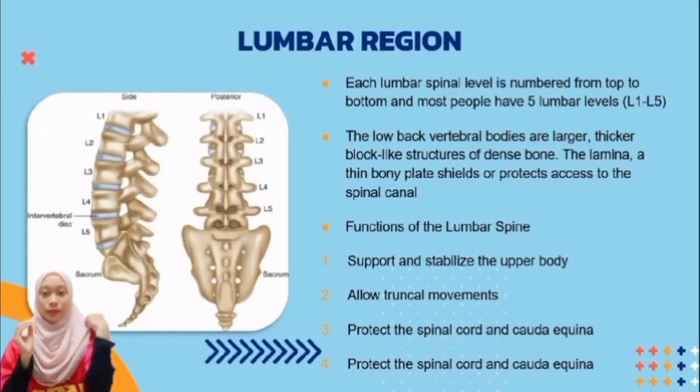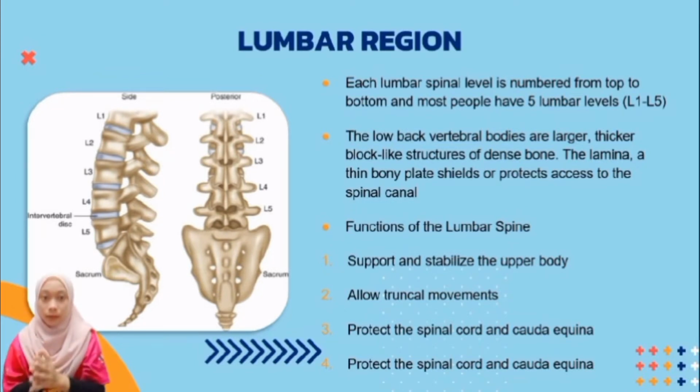Now we proceed to the lumbar region. As we can see in the picture at the side, each lumbar level is numbered from top to bottom, and most people have about 5 lumbar levels, listed from L1 to L5. The low back vertebral bodies are larger, thicker, block-like structures of dense bone, while the lamina is a thin bone plate that protects access to the spinal canal.